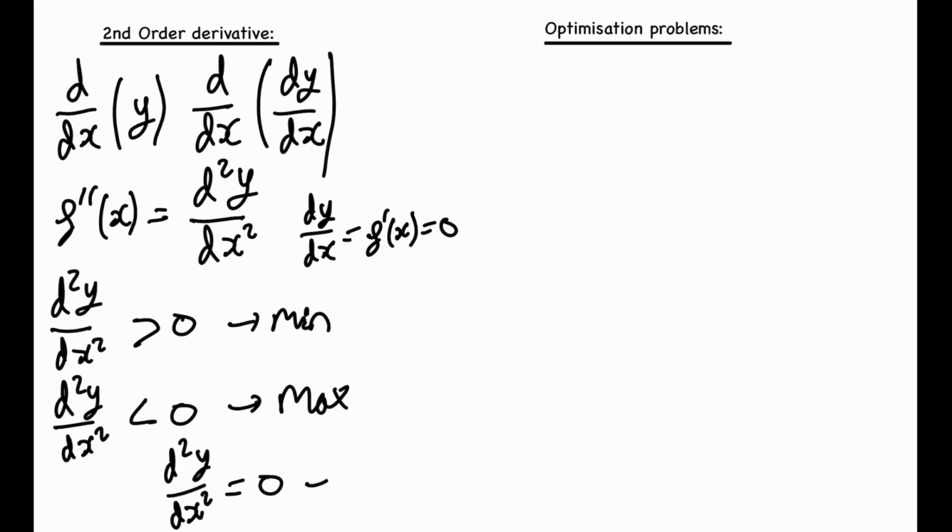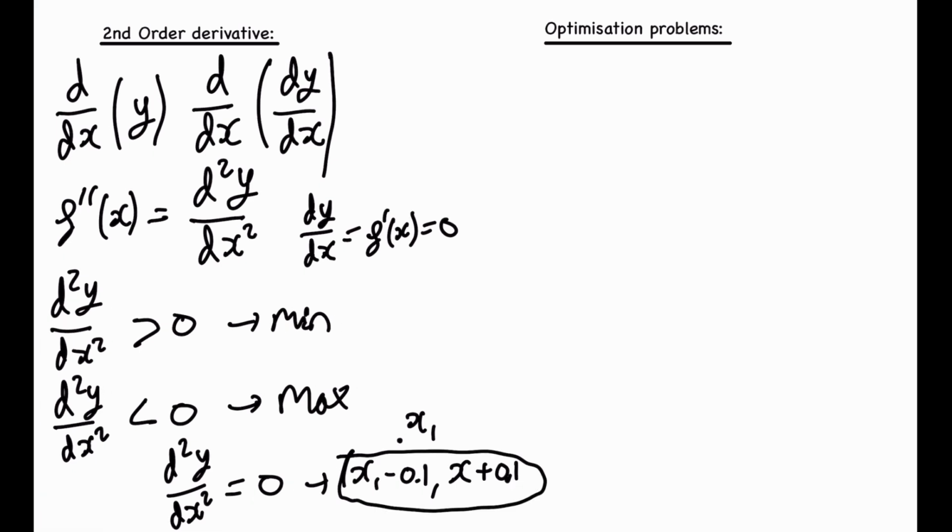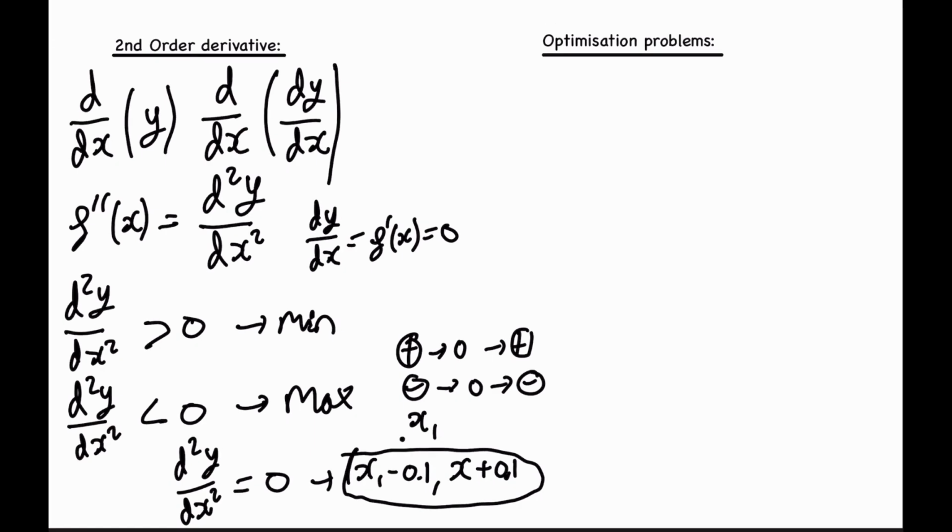However, you would have to check the values next to your point x1. You would have to check x1 minus 0.1 and x1 plus 0.1 to see what the gradient looks like. You will substitute these into your dy over dx to find the gradient. So you can find whether it's positive to 0 to positive, or negative to 0 to negative, to confirm that it's an inflection point. Now let's move on to optimization problems.